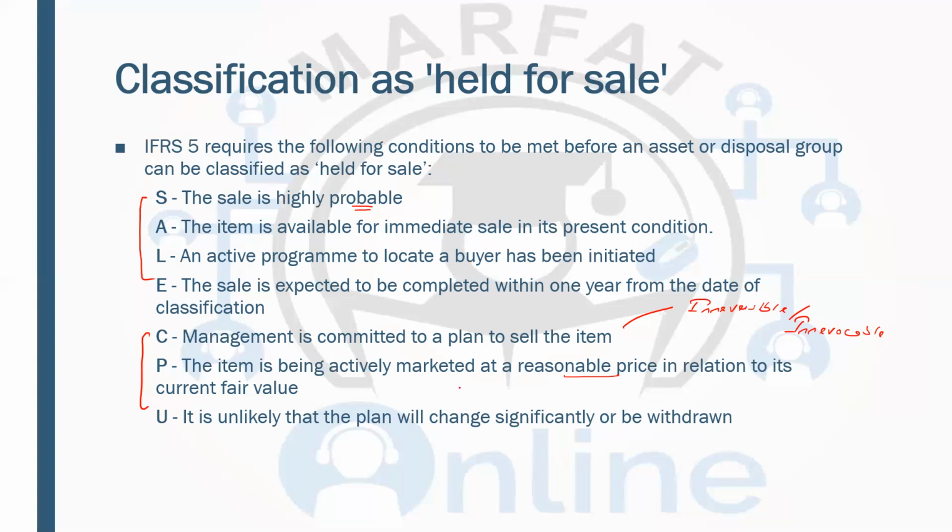Another important thing is the item is being actively marketed at a reasonable price in relation to its current fair value. This shows your intention as well. And this has a direct link with the sale being highly probable. Let's assume I'm selling my car and the worth of my car is 2 million rupees.